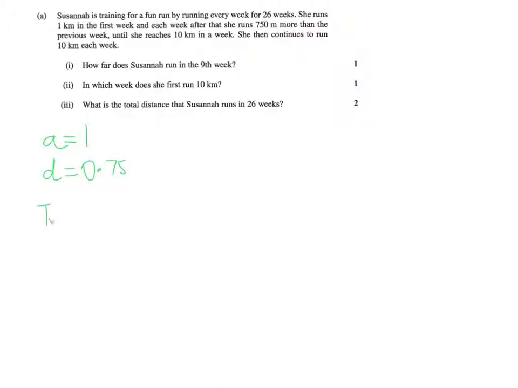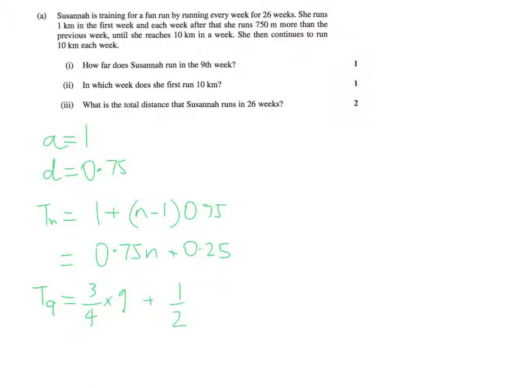So let's get our formula here. Tn equals 1 plus n minus 1 times 3/4, 0.75. We end up with 0.75n plus 0.25. Could have those as fractions as well. So therefore T9 is going to be 3 on 4 times 9 plus 1/4. So I've got this wrong here. That should be a 4. And that ends up being 7 kilometers. So in the ninth week, she runs 7 kilometers.